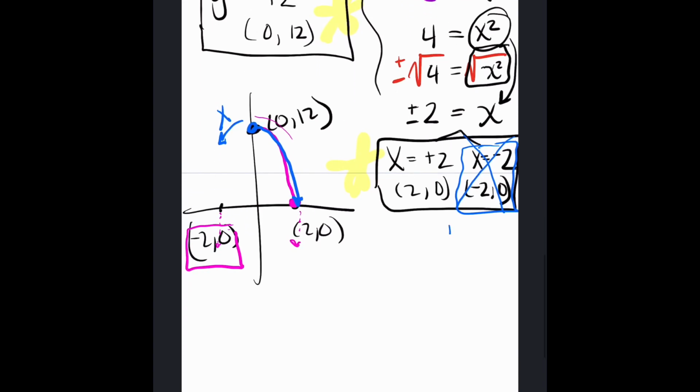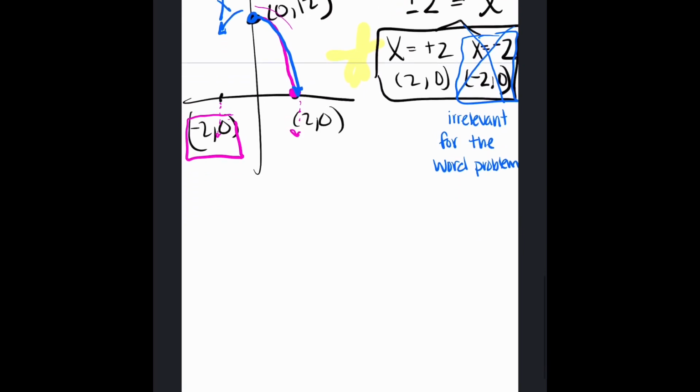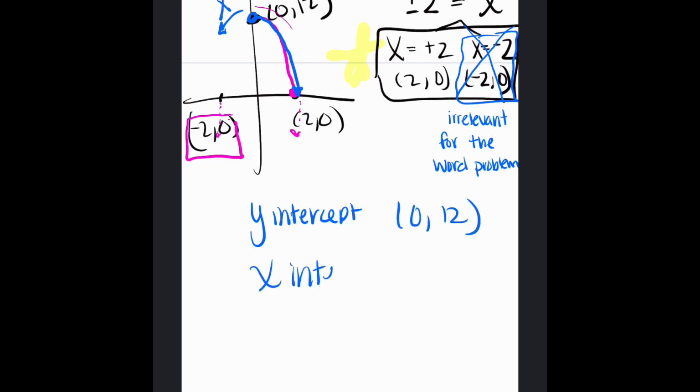And we could say something like it's irrelevant for the word problem, because we're not going to go negative. We can't throw our balloon negatively. So technically for this word problem, your y-intercept is (0, 12), which you could think of as your 12-story building. And your x-intercept is (2, 0), which is where it hit the sidewalk. So if you think about it, your building's here, and this is the sidewalk there.